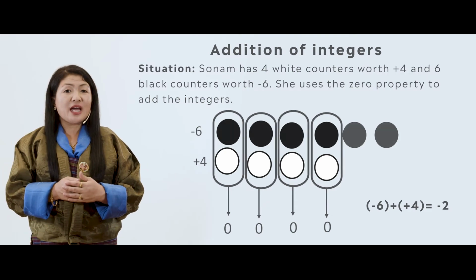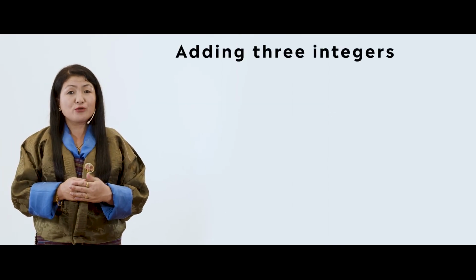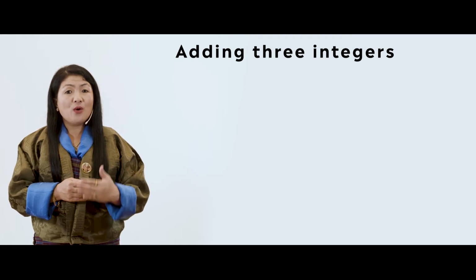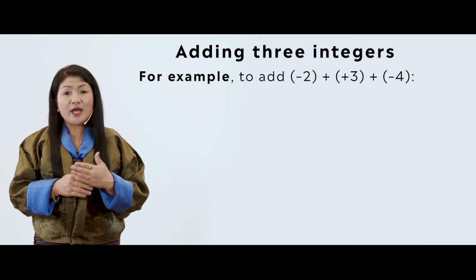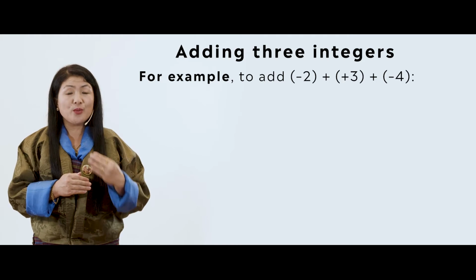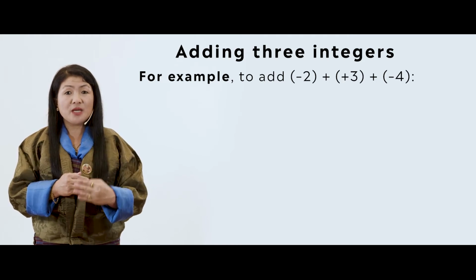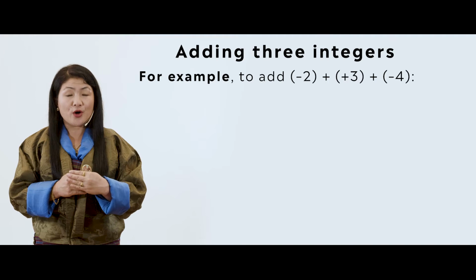We can also add 3 integers together. So we will look at how it is done. We have to add negative 2 plus positive 3 plus negative 4.